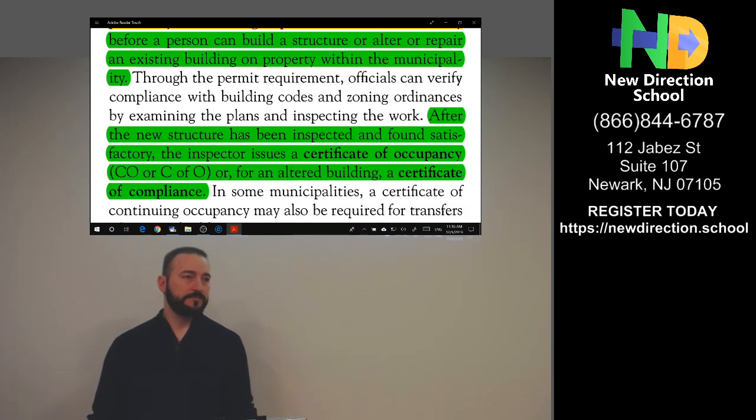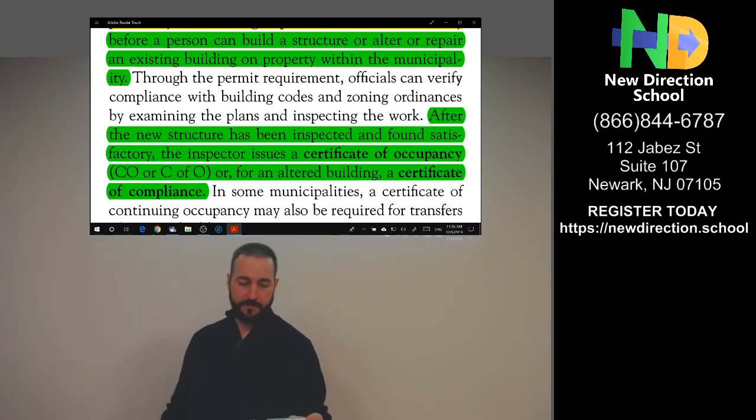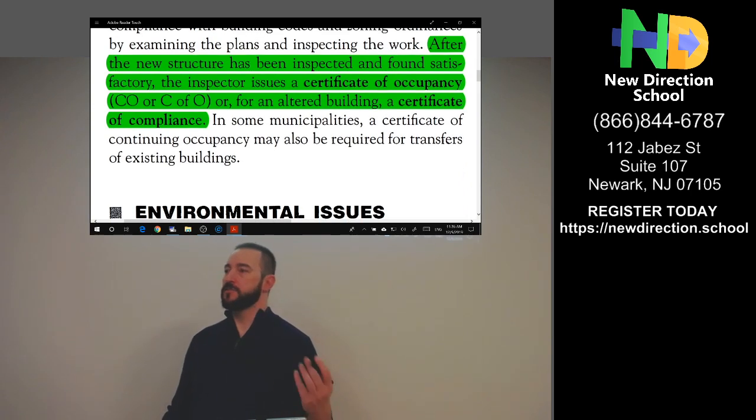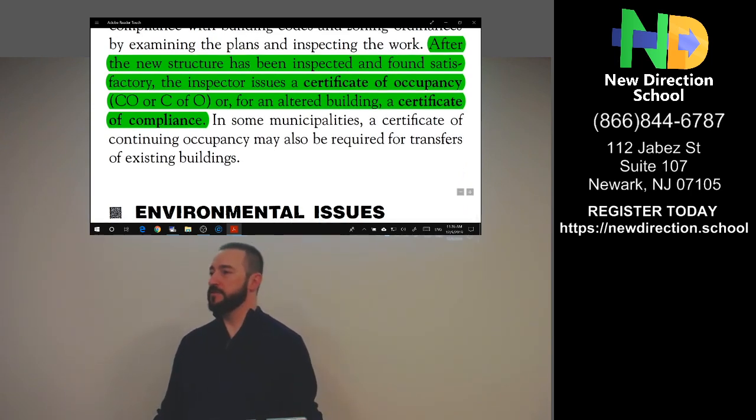You guys good so far? Yes? Certificate of occupancy means it's okay to occupy. Everything is deemed safe.